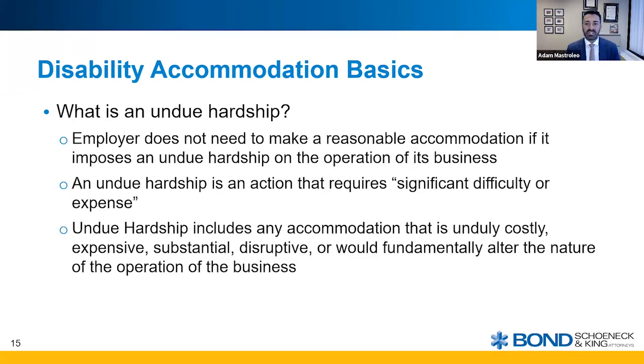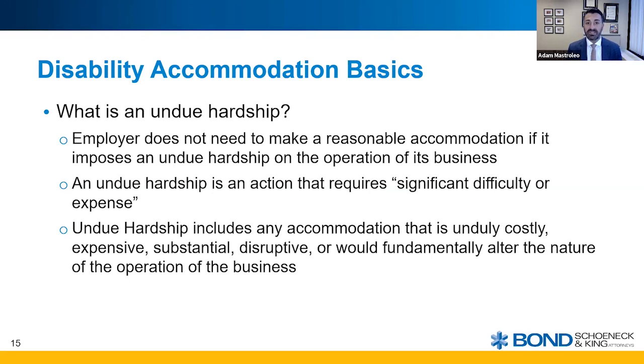All right, switching gears just a little bit. If you go back to the original definition or general rule that we talked about first, an employer has an obligation to provide a reasonable accommodation to a qualified individual with a disability, unless to do so would constitute an undue hardship. So there's this big question, and it's really an important question from the legal perspective. What is an undue hardship? The general rule is an employer doesn't have to make a reasonable accommodation if it imposes an undue hardship on the operation of its business.